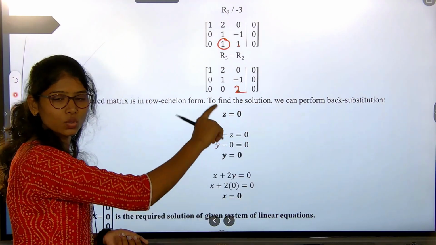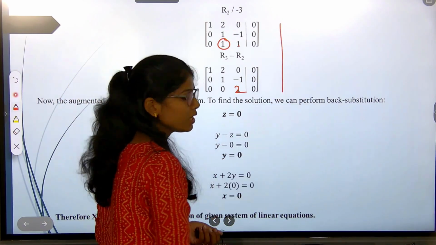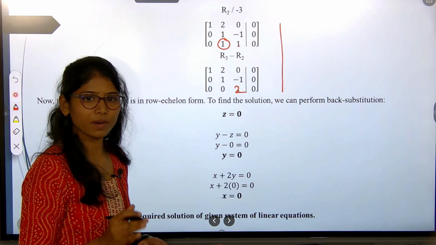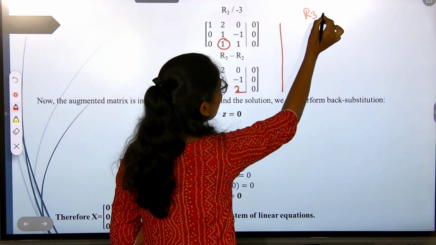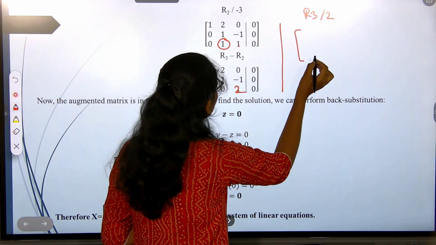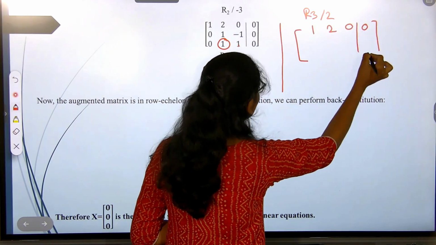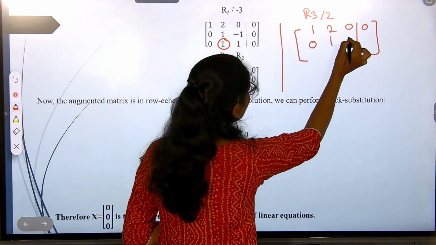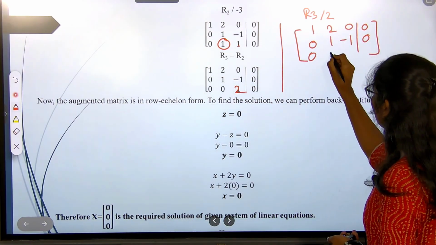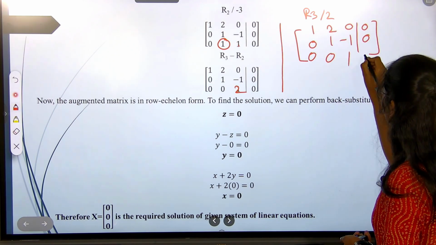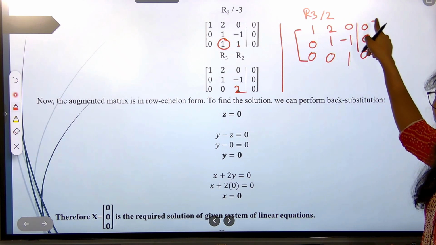Now make these two as 1. Using which operation do we use here? After dividing R3 by 2, we will get here 1. So R3 upon 2, we get here 1, 2, 0, 0, then 0, 1, minus 1, 0, 0, 0, 0 upon 2 is 0, 0 upon 2 is 0, 2 upon 2 is 1, 0 upon 2 is 0. So it is in row echelon form.